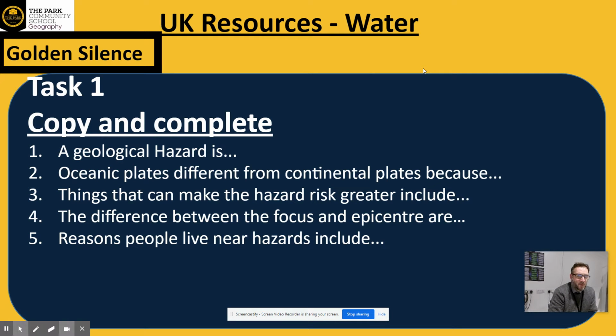Unpaused. Well done. Okay, so geological hazard. If you haven't got this, you need to be typing this and putting it in purple. A geological hazard is a tectonic hazard, isn't it? It's something from the Earth. Geography is something about the Earth. So we're talking about tectonics, about earthquakes and volcanoes, and the hazards associated with those are things like ash clouds, lava flows, magma, volcanic bombs, buildings collapsing, stuff like that.